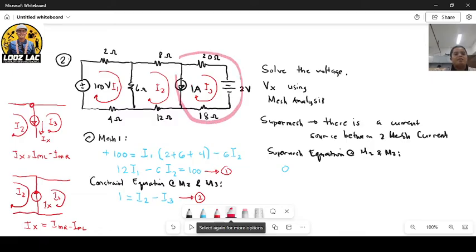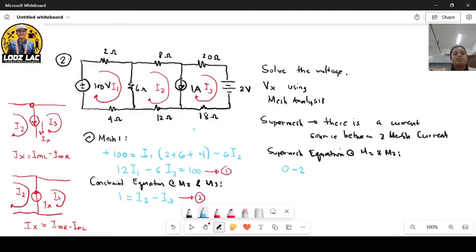So, mesh 3 na naman. Is there a voltage source? Yes, there is a 2-volt source. So, same sa simple mesh, it enters at positive, it leaves to negative. So, based on our clockwise direction, ang loop natin is clockwise, so we put here negative 2.